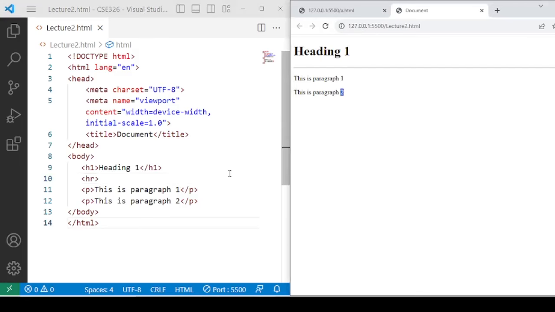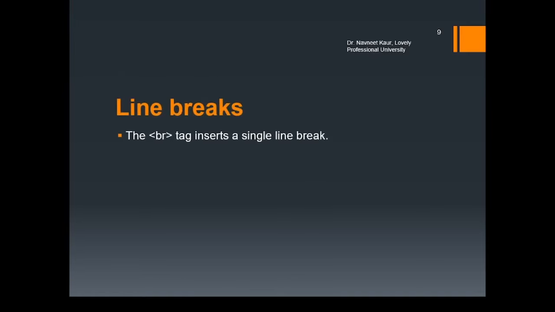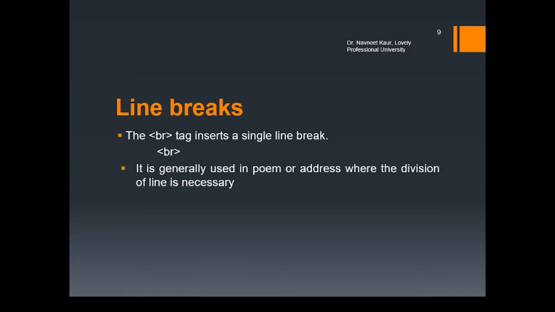Now suppose we need a line break between these two paragraphs. Suppose this space is not enough for us. For this we use the break tag, represented with the help of BR. These are called line breaks. The BR tag inserts a single line break. It is generally used in poems or addresses where the division of line is necessary.